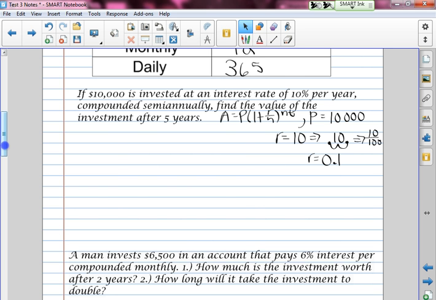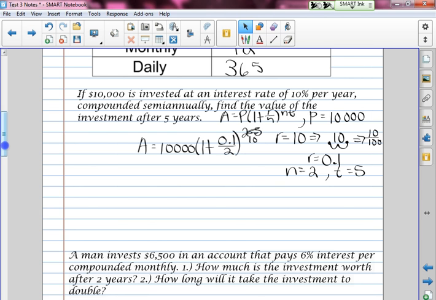Then I need to know N. N is the number of times it's compounded per year. And as you see in your chart above, if it's compounded semi-annually, that means 2. And then T is time, and time is 5. So, now I'm ready to plug in everything. A equals P, which is 10,000, times (1 plus R over N), so that's 0.1 divided by 2, to the NT power. Well, N is 2, and T is 5, so you have 2 times 5. Well, we all know what 2 times 5 is. 2 times 5 is 10. So I just write 10.